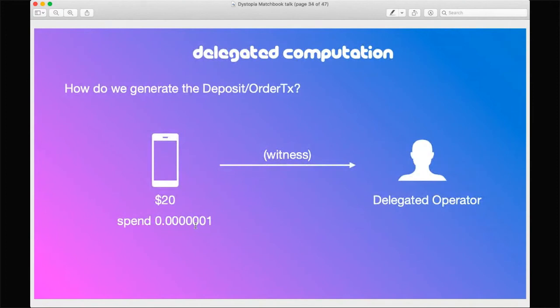This is where the cryptography part comes in. So how do we generate the deposit or the order transaction? Well, with all these zero-knowledge proof systems, the common narrative is that you have a delegated operator, and because you own like a $20 iPhone, which doesn't have a very good processing capacity, you're gonna give the witness to this delegated operator, and he's gonna create the proof. What witness means is that whatever amount you're spending, you're going to provide this variable to the operator. Well, apparently that doesn't sound good for privacy.